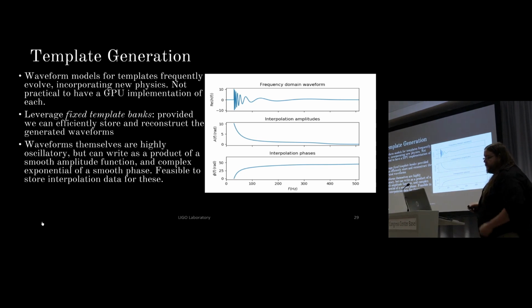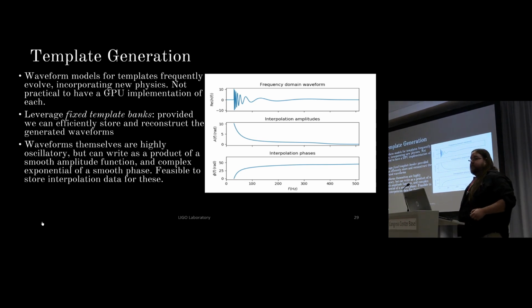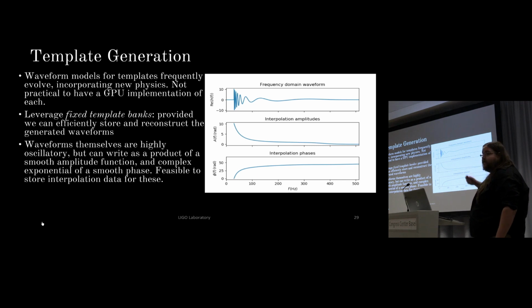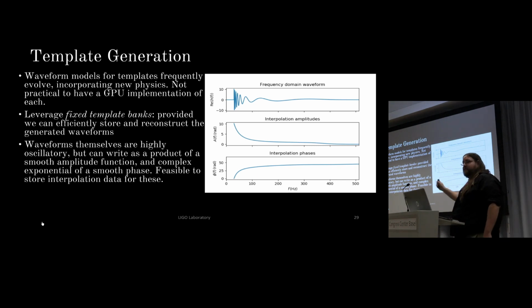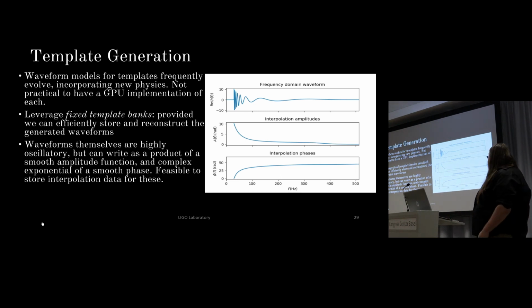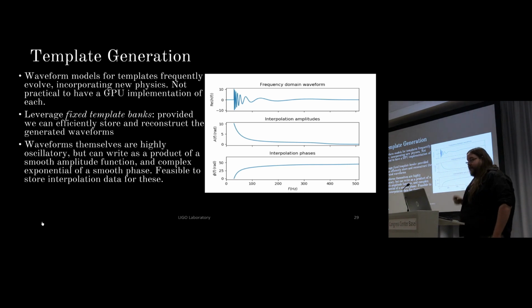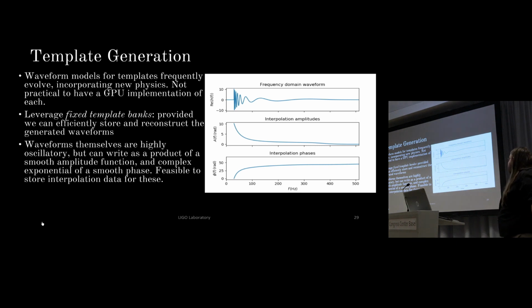Now, one of the problems is that this is a constantly evolving field. So, as time goes on, people are developing new models for gravitational waves that include new and better physics. And one of the things that happens is that by the time we've implemented a GPU version, it's already out of date. And as far as we can tell, it always will be. So we've given up on that. We're not going to bother trying to implement that anymore.